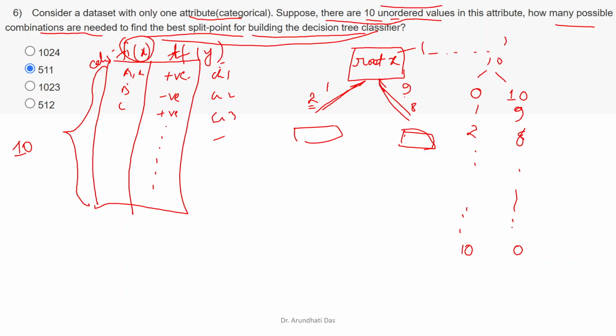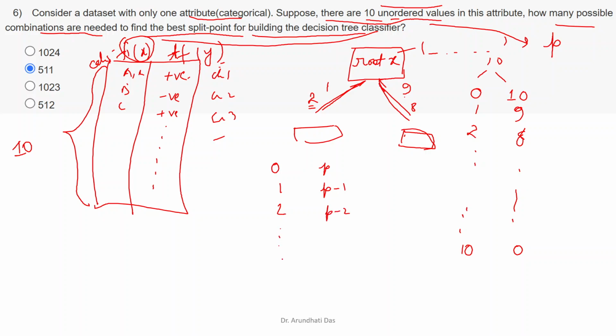Okay, so if we generalize this particular problem here, suppose this 10 attribute value I am considering as a random value, suppose it is a p value. Okay, how many attribute values are there? P attribute values are there. So the splitting will also be done like in one set there will be 0, okay, and in the other set there will be p. Yes, in one set there will be 1, then the other set will have p minus 1, 2, then p minus 2.